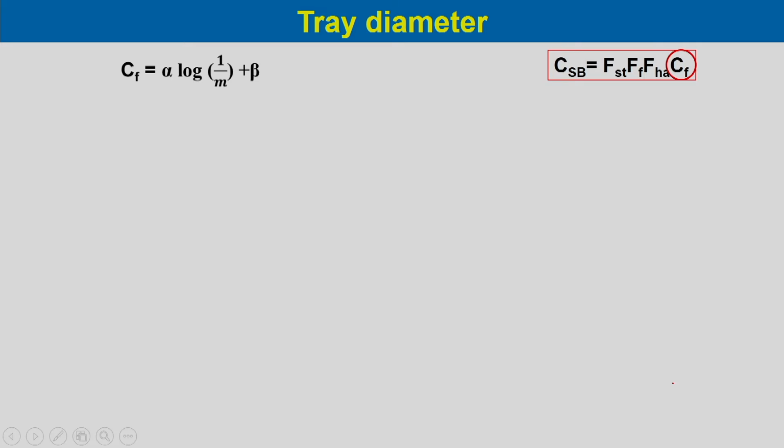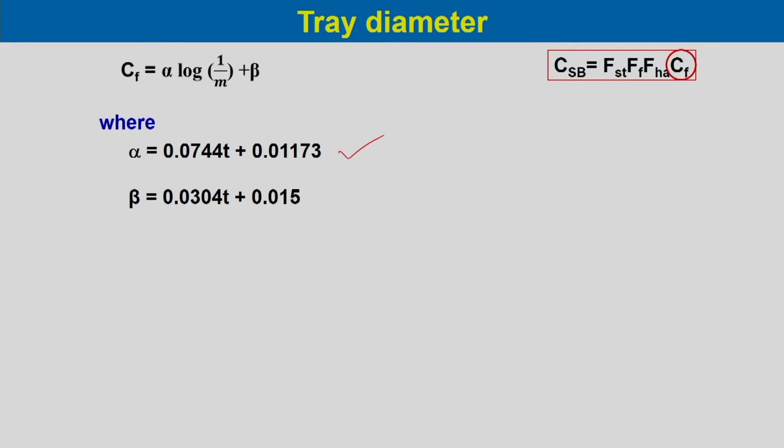Now, C_F can be related with alpha log(1/m) plus beta. This alpha can be related with 0.0744 T plus 0.01173 with this equation, and then beta is also a constant, which can be related with 0.0304 times T plus 0.015. So, with these two relations alpha and beta are related, and then m is the flow parameter, which also depends on liquid and gas flow and their density.